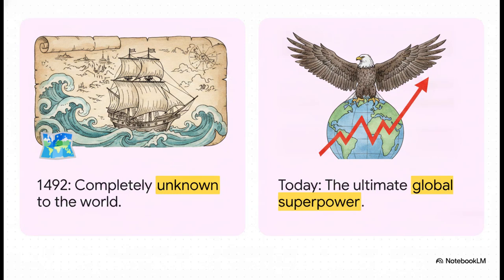Picture this. It's 1492, and the massive landmass we now call the United States was completely unknown to the rest of the world. But fast forward to today, and we're looking at the ultimate global superpower. We're talking the biggest economy, the most formidable military, and the oldest continuous democracy on the planet. So you've got to wonder, how exactly does a totally unknown territory transform into the absolute epicenter of global dominance?